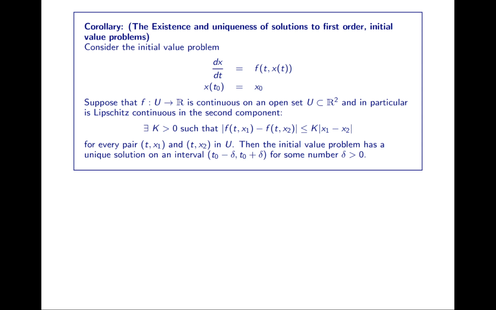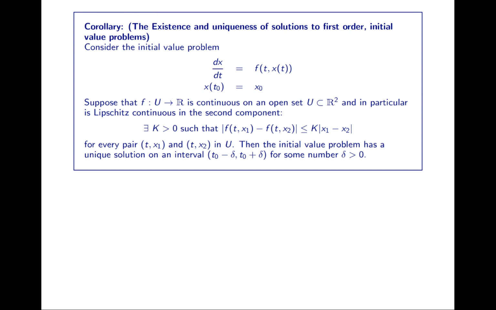So we're going to prove it. We're going to prove that an initial value problem, as described, has a unique solution if f maps, right? f is of course a function of t and x. So f maps some open set in R2, and f is Lipschitz continuous in the second component.